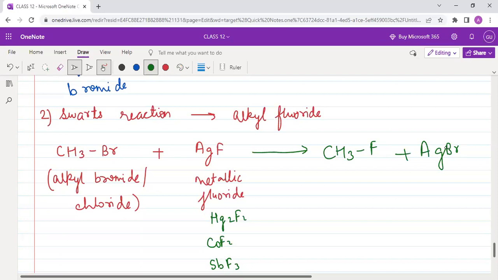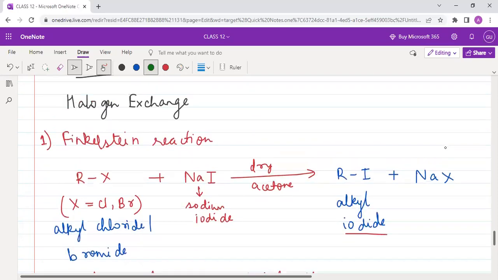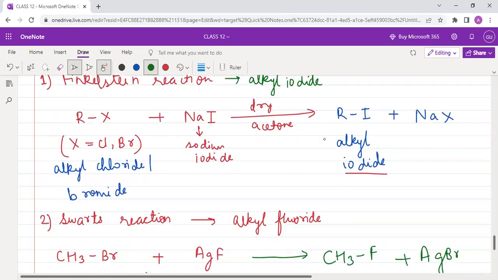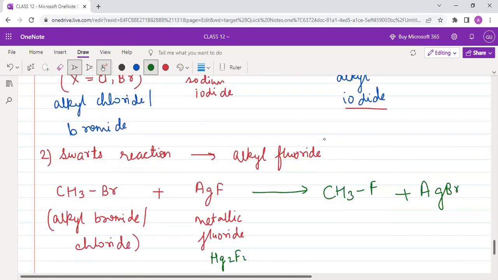So if alkyl iodide is formed, we call it the Finkelstein reaction. And if alkyl fluoride is getting formed, we call it the Swarts reaction. So these are the two name reactions under the category of halogen exchange. So you have to remember this.